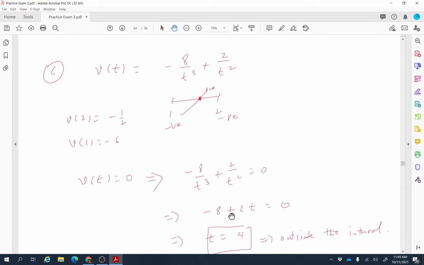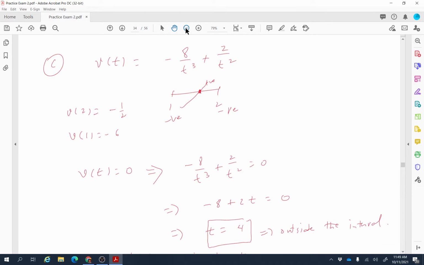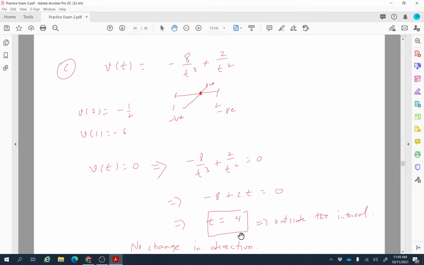And when we do that, we see that the time is 4. Only at 4 seconds will this velocity be 0. So between 1 and 2 seconds, velocity is never 0. So velocity is negative all the time from 1 second to 2 seconds. That means this body never changes direction. So the answer is no change in direction.